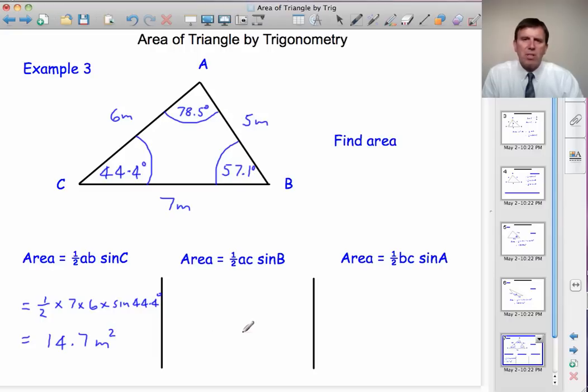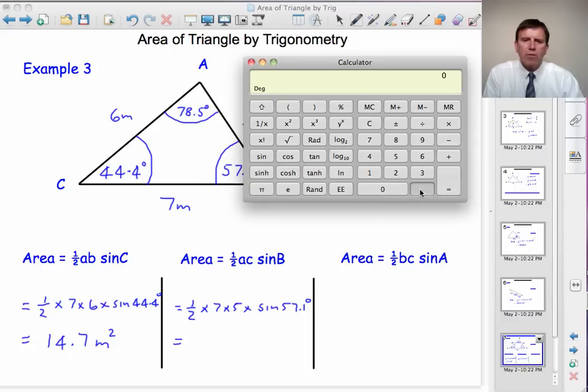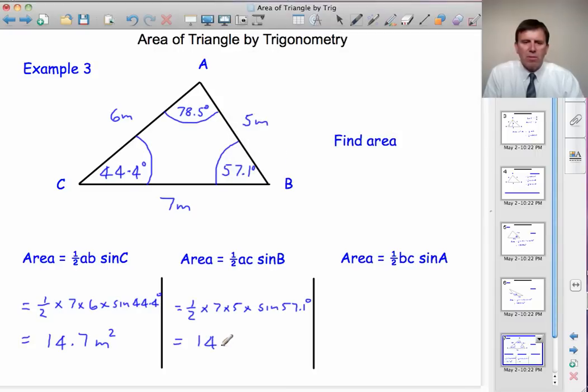Now let's do the same example again, but this time we'll use area is 1/2 AC sine B. So it's equal to 1/2 multiplied by A is 7, C is 5, and the angle in between them, angle B, is 57.1. So it's 7 times 5 times the sine of 57.1 degrees. So 0.5 multiplied by 7 multiplied by 5 multiplied by the sine of 57.1 degrees. And again, we get 14.69, and that gives me 14.7 metres squared.